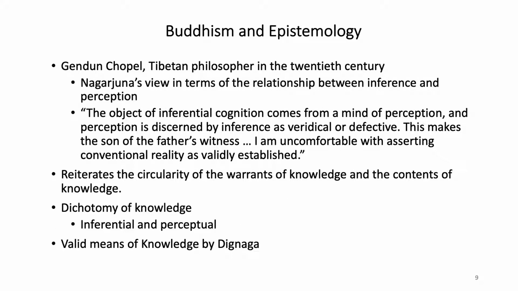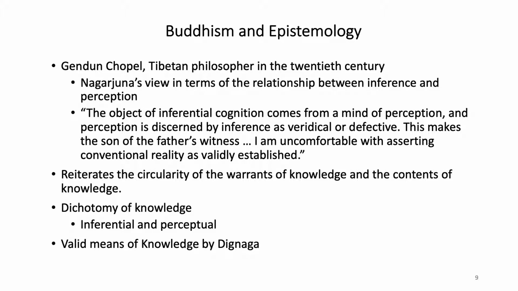In the 20th century, a Tibetan philosopher named Gendun Chopel elaborated on the implication of Nagarjuna's view in terms of the relationship between inference and perception. He stated like this: the object of inferential cognition comes from a mind of perception, and perception is discerned by inference as veridical or defective. This makes the son the father's witness. I am uncomfortable with asserting conventional reality as validly established.